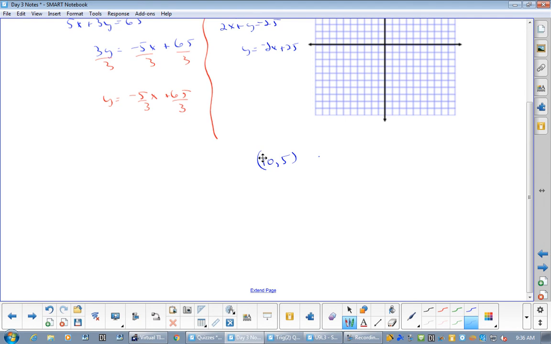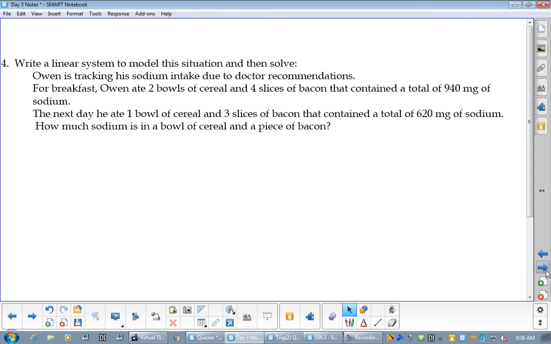Okay, now let's try and see where this could be really nice, actually, with word problems, right? Now it says write a linear system to model the situation and then solve. So we've already done some of these. Owen is tracking his sodium intake due to doctor recommendations. For breakfast, Owen ate 2 bowls of cereal and 4 slices of bacon that contained a total of 940 milligrams of sodium. The next day he ate 1 bowl of cereal and 3 slices of bacon and contained 620 milligrams of sodium. How much sodium is in each bowl of cereal and a piece of bacon?